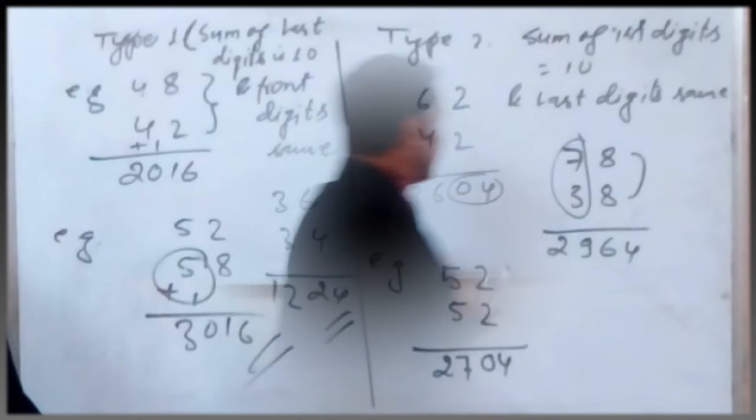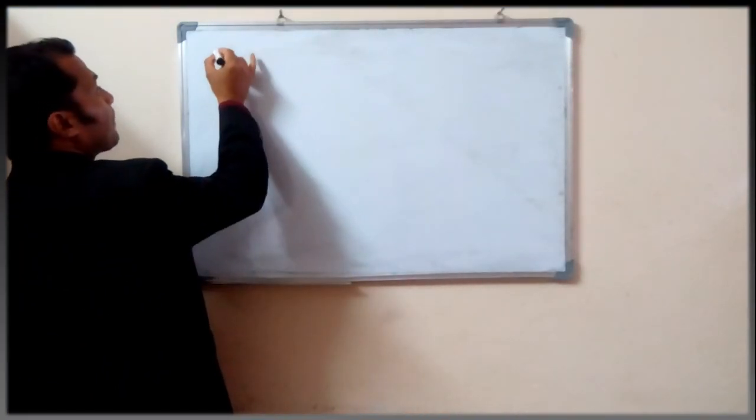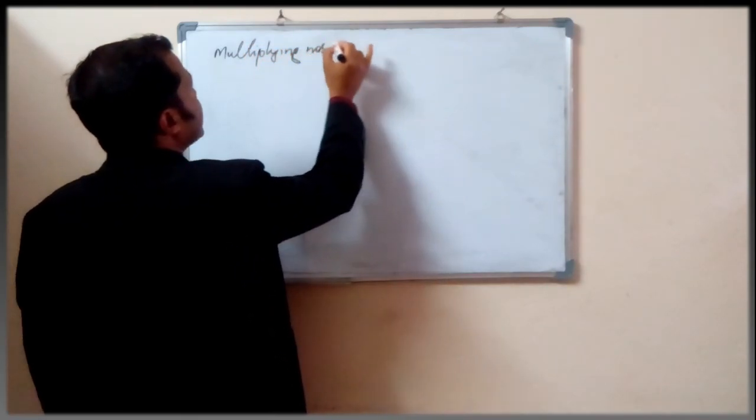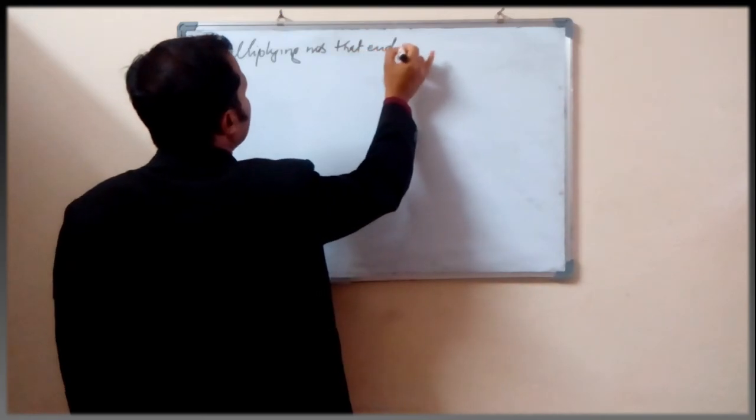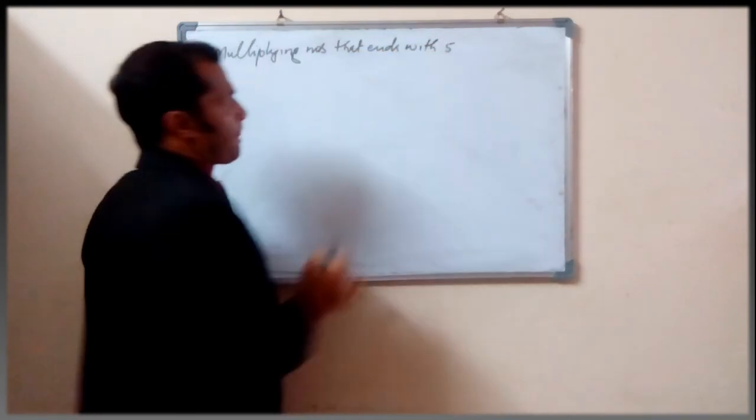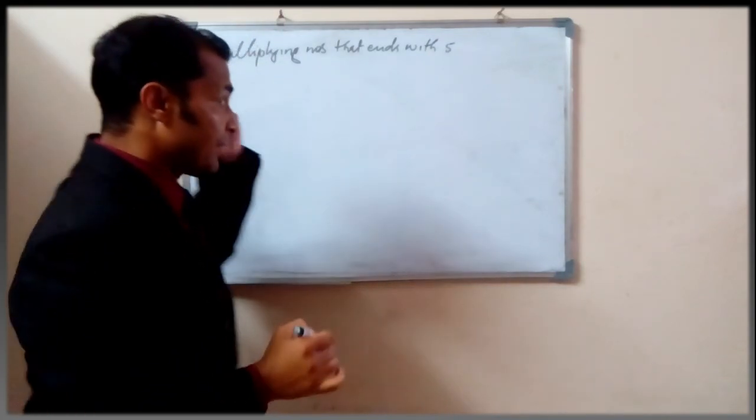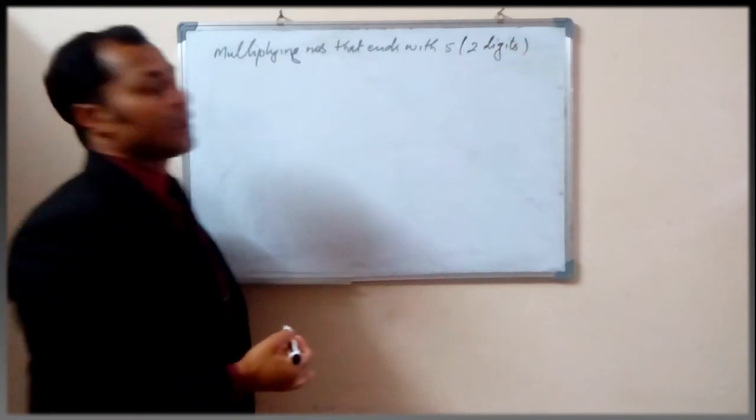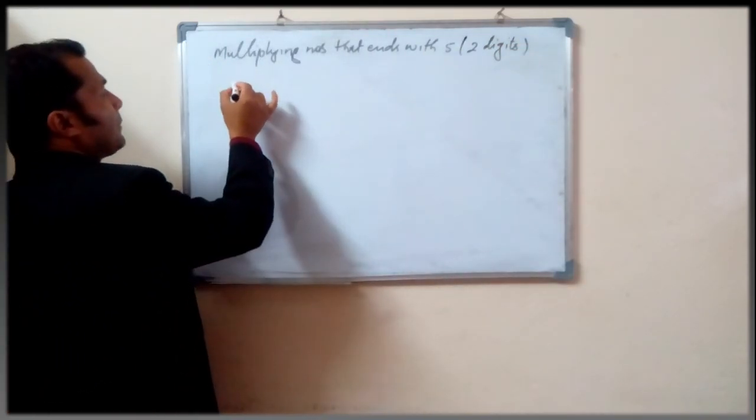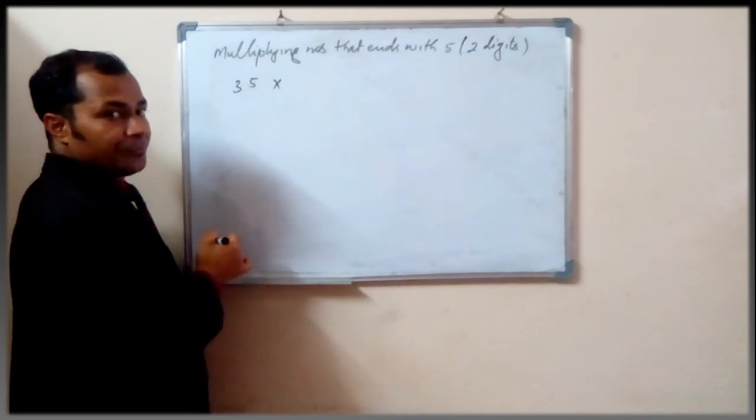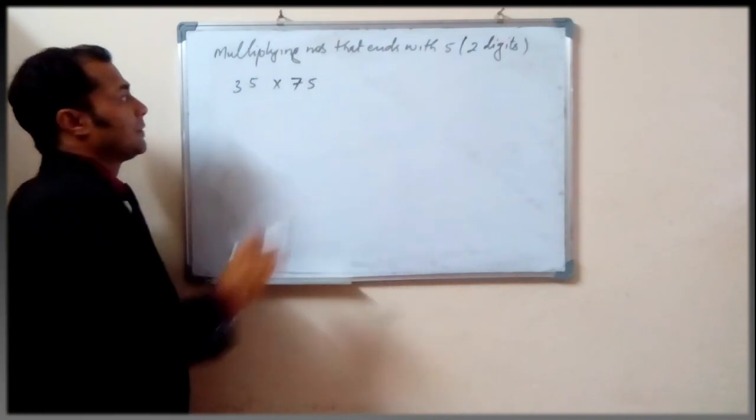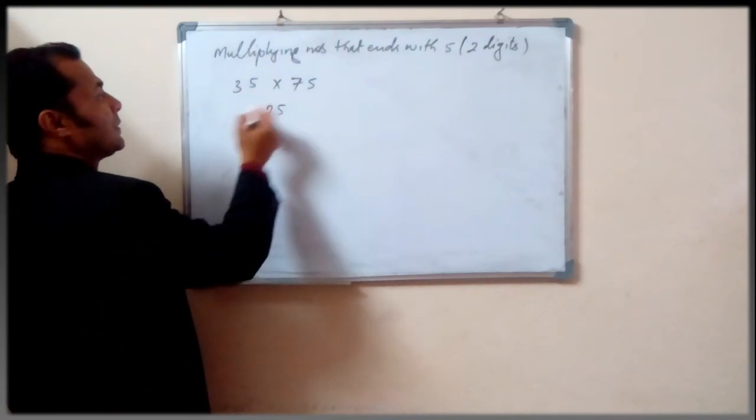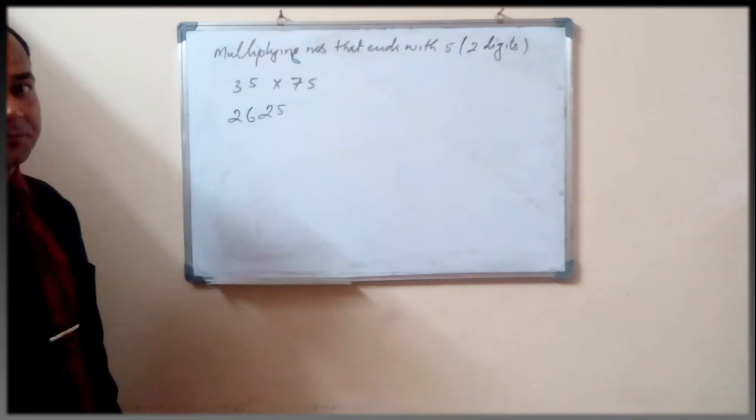Now, the next type is multiplying numbers that end with 5. It's for two digits only, keep that in mind. You can see over here, for example, 35 into 75. What is the answer? Just check, this is the answer.